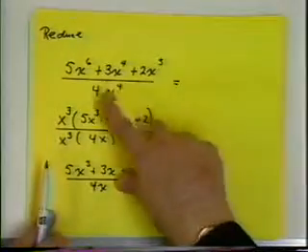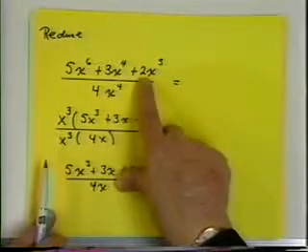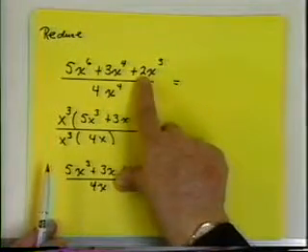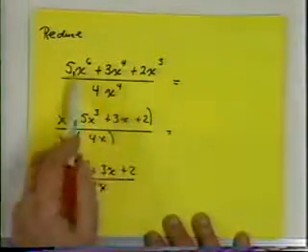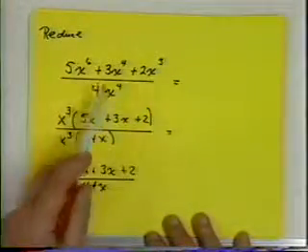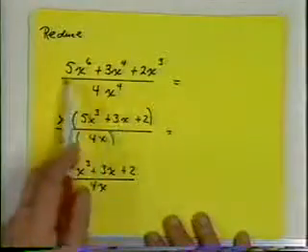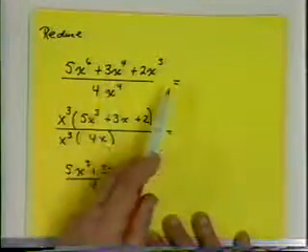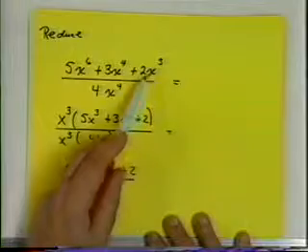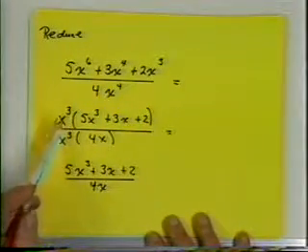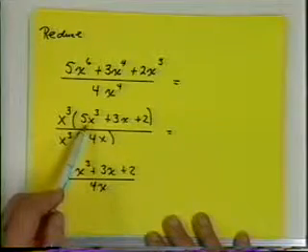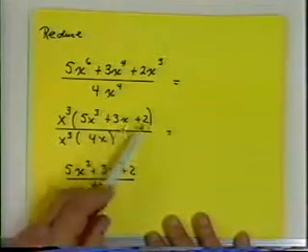Now, don't 2 and 4 have a factor in common? The thing you have to be careful about is that the 2 multiplies the x to the third power. It is not a factor of the entire numerator. So you can only cancel a common factor. Is there a common factor here? Didn't we just show that x to the third was a common factor of the numerator? And that when we took out x to the third, what was left? What was left was what? 5x to the third plus 3x plus 2.